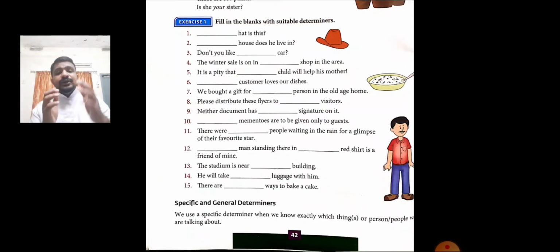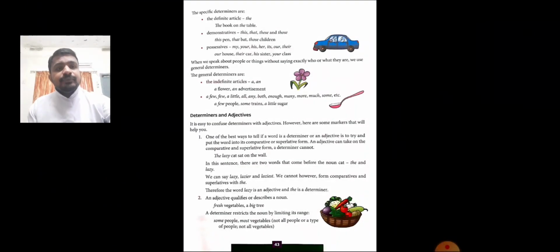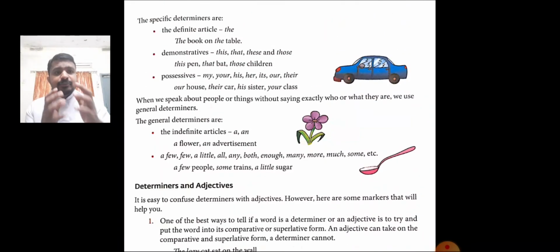Now, specific or general determiners. In the beginning, when we were dealing with the definition, we said that it can be a specific determiner or it can be a general determiner. Specific determiners are used when we want to show exactly which thing or person or people are being talked about. For example, the definite article, then demonstratives this, that, these, those, then possessives my, your, his, her, its, our, their. That means the book on the table, we are pointing out some books. Then this pen, that bat, our house, their car, his sister. We are telling specifically about some things.